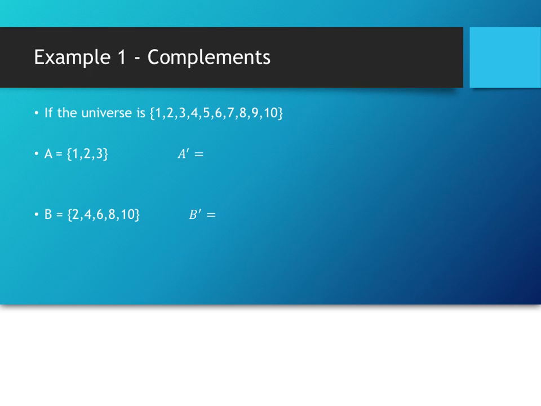Alright, so I did this very similar to A prime on the last slide, but let me do another one. Here, instead of our universe being 1 through 8, we have 1 through 10, so it's going to work almost exactly the same way. We see 4, 5, 6, 7, 8, 9, and 10. And I want you to figure out for yourself what B prime is. So push pause, take a few seconds, and write down B prime.